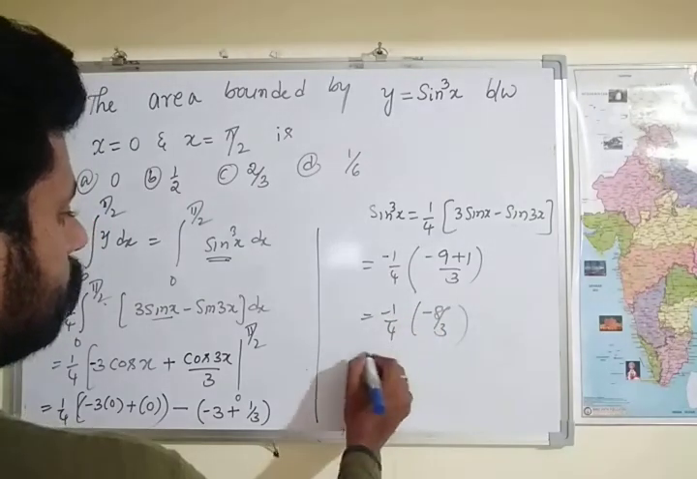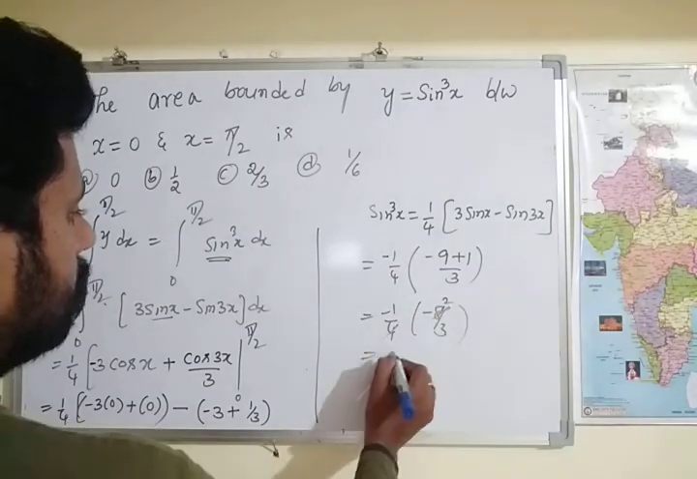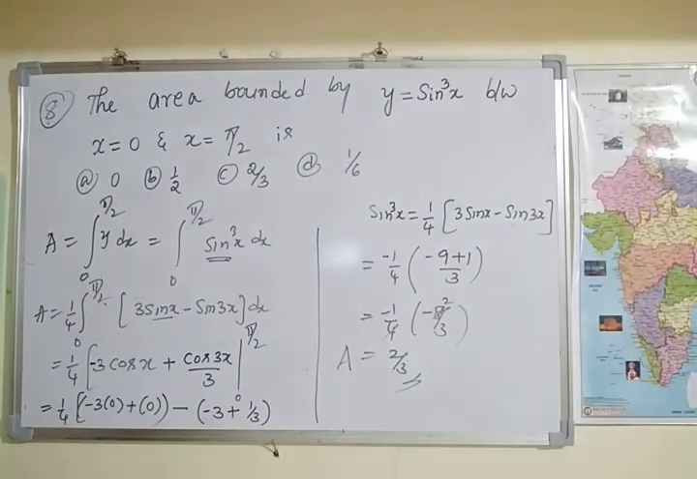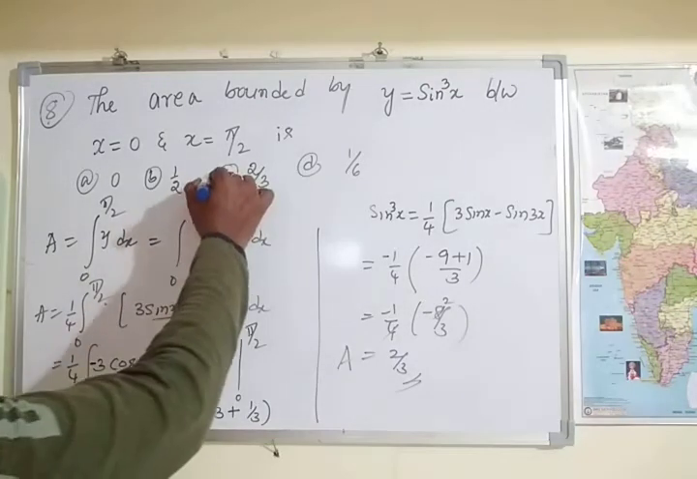Minus into minus is plus, and 4 ones are 4, 4 twos are 2, divided by 3, so the area is 2 by 3. Option C is correct.